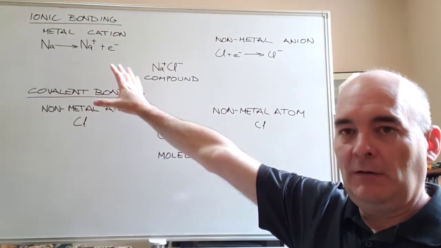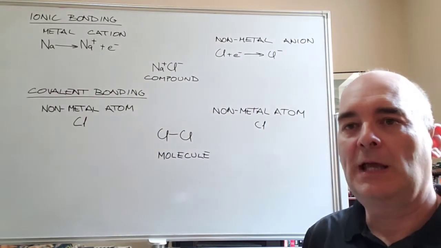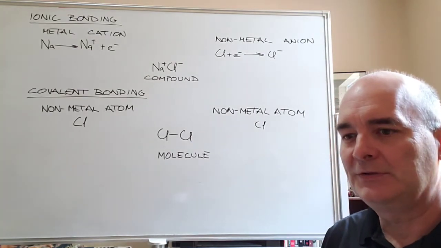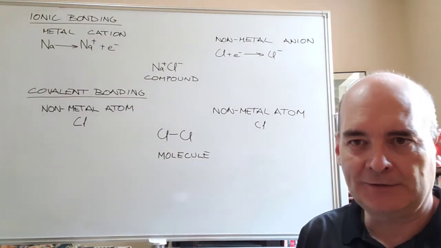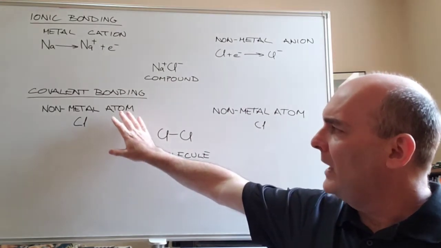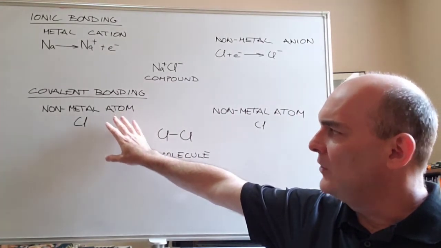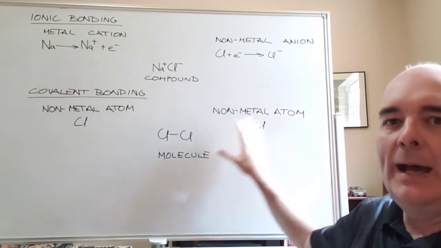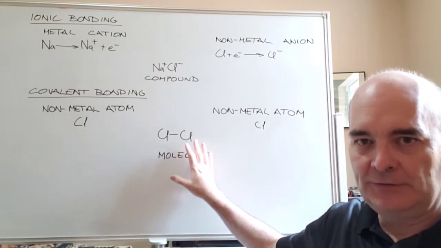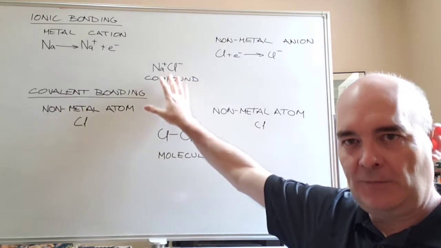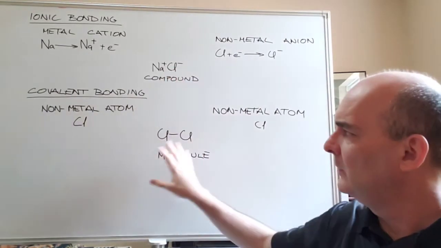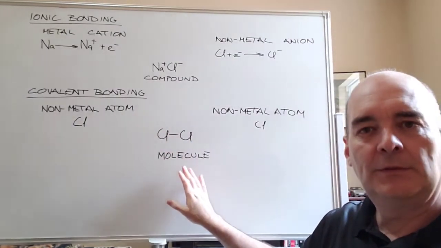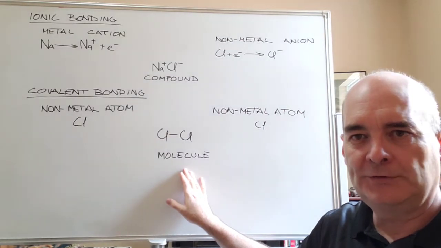Far left of the periodic table, far right of the periodic table. Well, there's another type of bonding. And this type of bonding happens exclusively between non-metals. And it's called covalent bonding. And we're going to take a non-metal atom and another non-metal atom and allow them to share electrons. So there's no direct transfer as there was in ionic bonding. There's a sharing, and instead of making a compound, covalent bonding generates molecules.